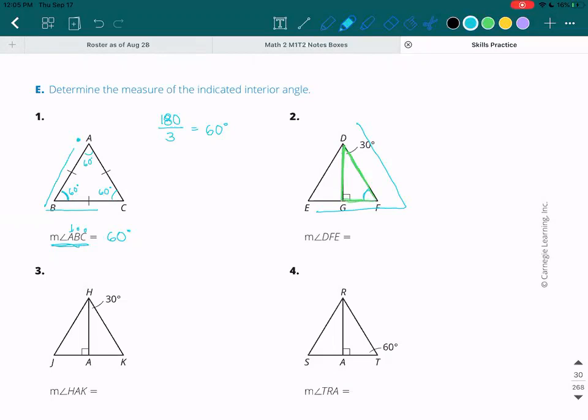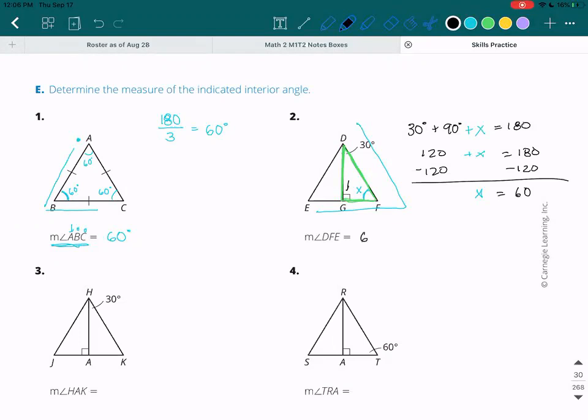And let's call the DFE angle X. So we have 30 degrees plus 90 degrees plus X. All of that should equal 180. And so 30 plus 90 is 120 plus X equals 180. We can subtract 120 from both sides, and you will get that X is equal to 60. So in this case, measure of angle DFE is also 60 degrees.